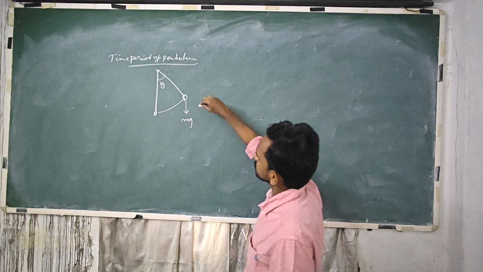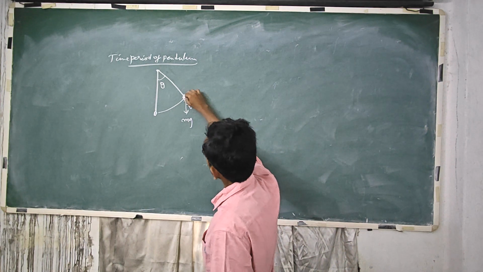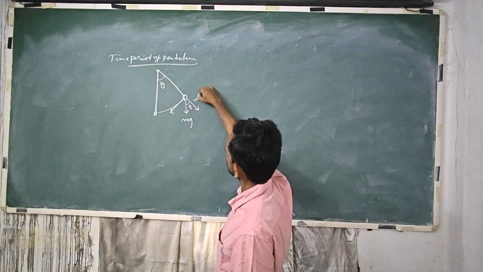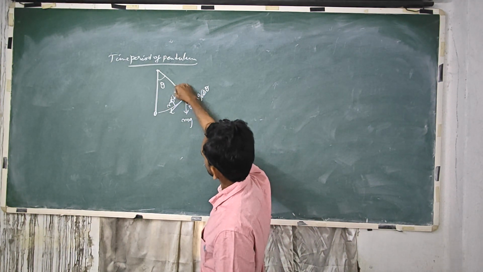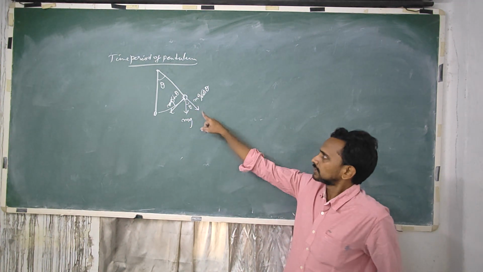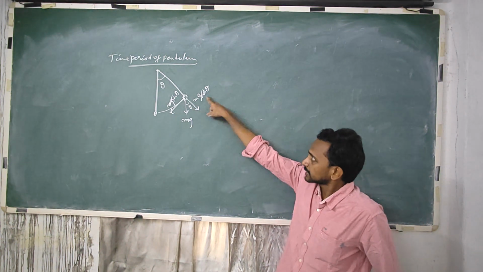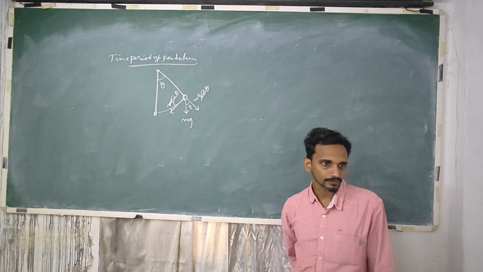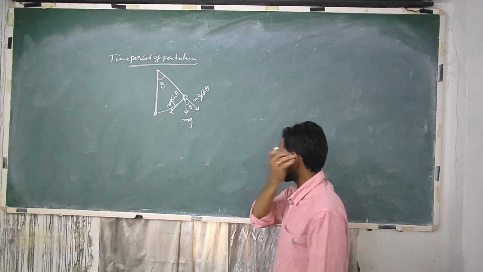So this can be resolved into two components. This angle is theta and this is a perpendicular component. So this component will be mg cosine theta and this component will be mg sin theta. When you resolve any angle, the component connected to theta is the cosine component. The component perpendicular to that is the sine component. Okay, so this is mg sine theta and this is mg cosine theta.